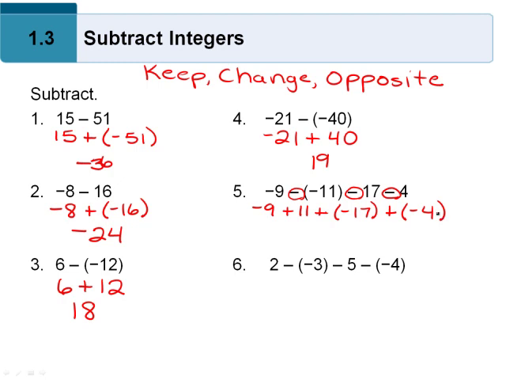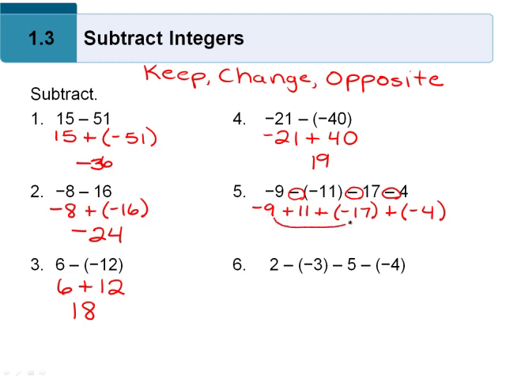Let's talk through that again, because that's a lot of mess. We keep the negative 9, change the subtraction to addition: keep, change, opposite. The opposite of a negative 11 is positive 11. Then keep the 11, change to a plus. The opposite of 17 becomes negative 17. And then that's the keep part. Change the subtraction to addition, and take the opposite of 4, which would be negative 4. All right, so that's changing the signs. Now, we want to collect all the same signs.